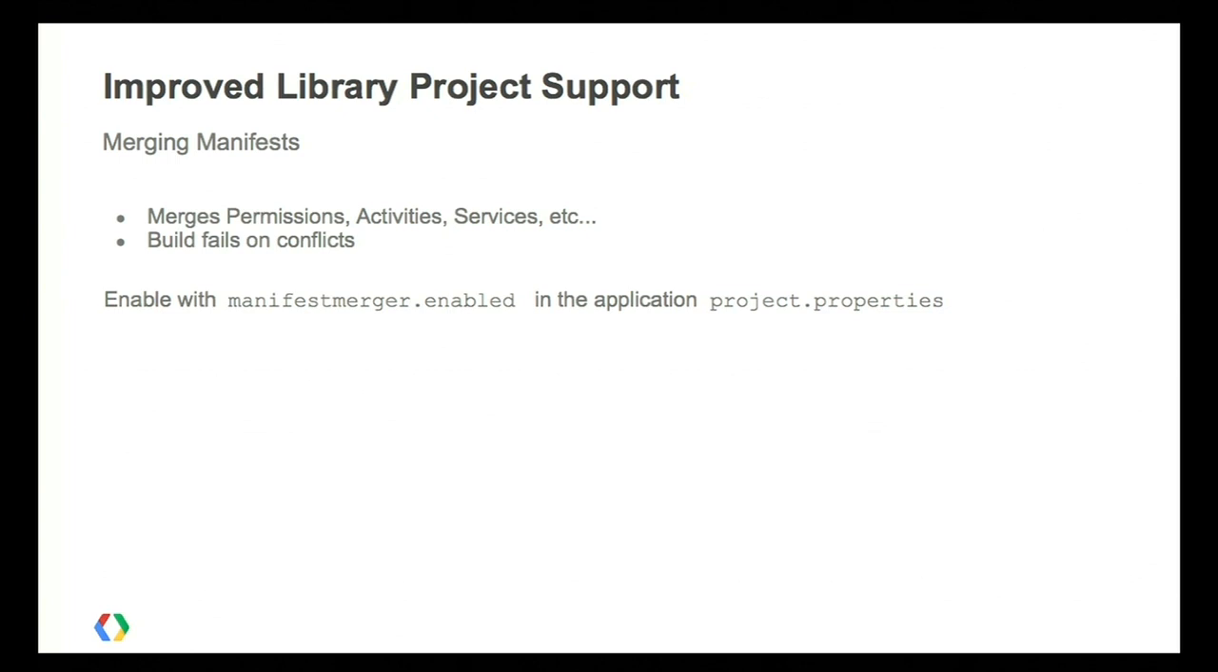We're working on adding the ability to say, ignore, like, I know that library declared that permission, but I don't want it, or I don't want that activity. So we're working on that kind of thing. Because of that, it's not enabled by default, but if you want to try it, in your project properties, declare manifestmerger.enabled equal true, and it will be enabled for you.